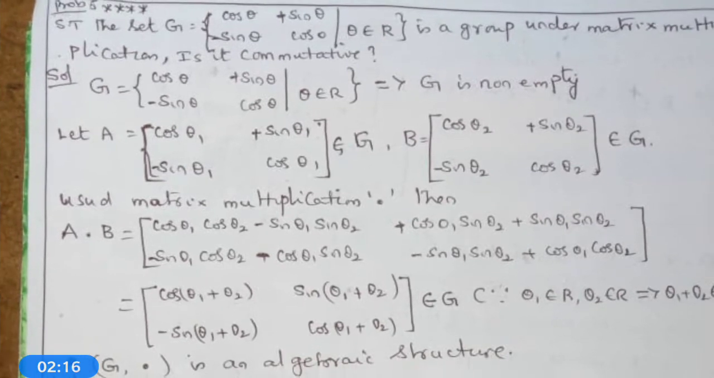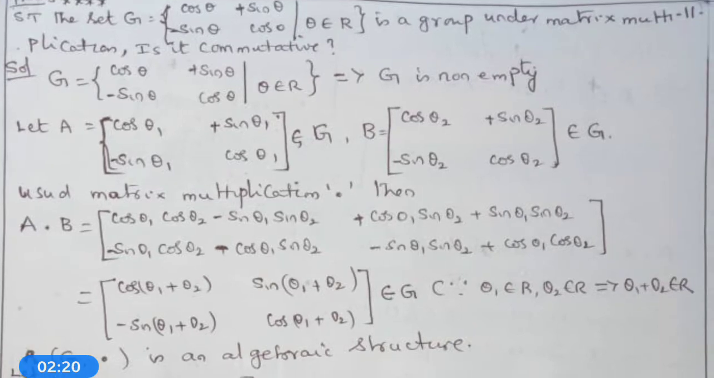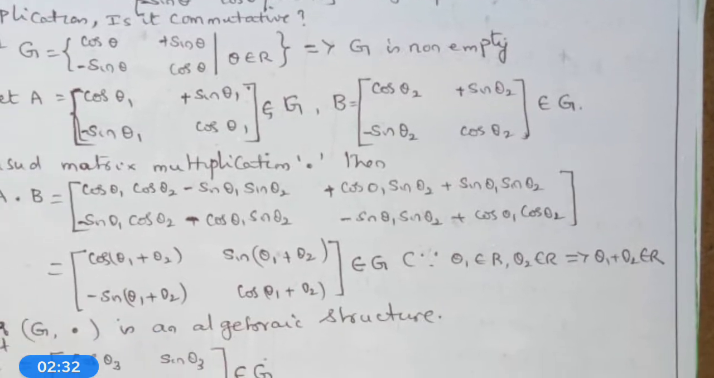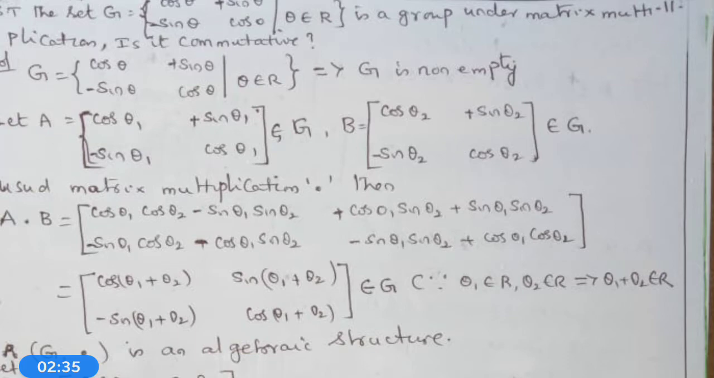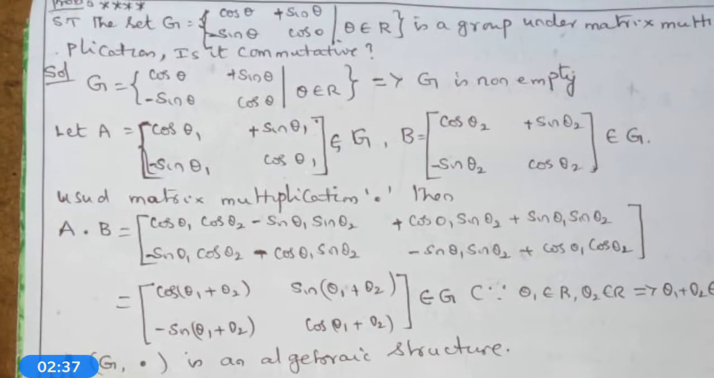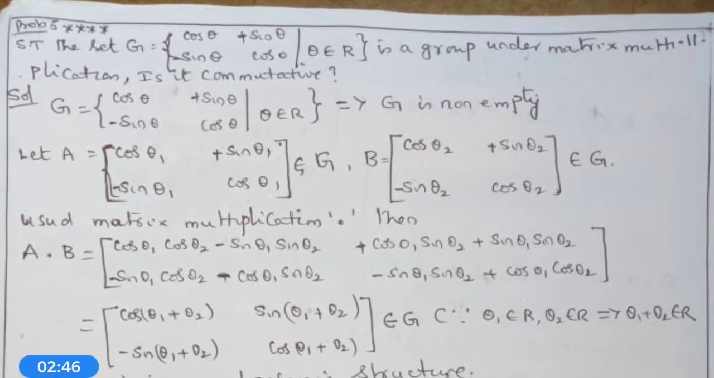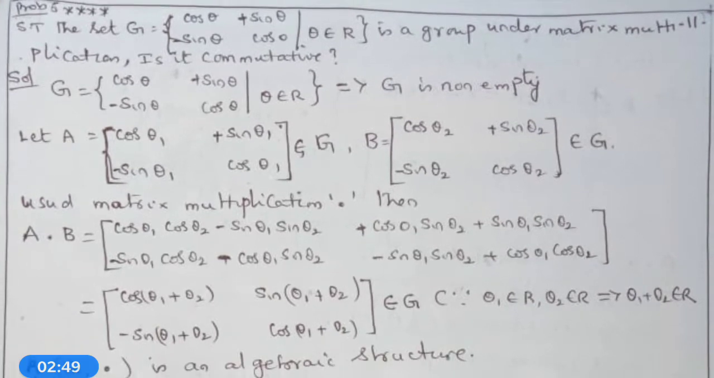Now let us choose two matrices from G such that A is equal to cos theta 1, sin theta 1, minus sin theta 1, cos theta 1, which belongs to G, and B is equal to cos theta 2, sin theta 2, minus sin theta 2, cos theta 2, which belongs to G. A belongs to G, B belongs to G. Now the operation used in this is dot, that is matrix multiplication.